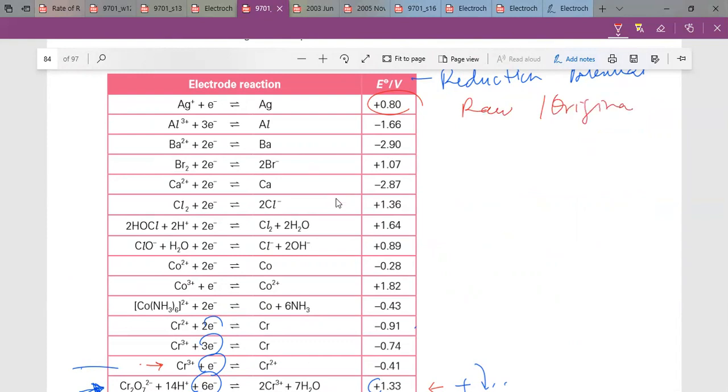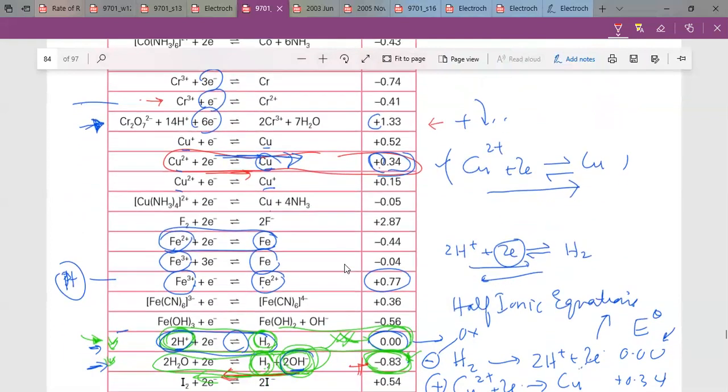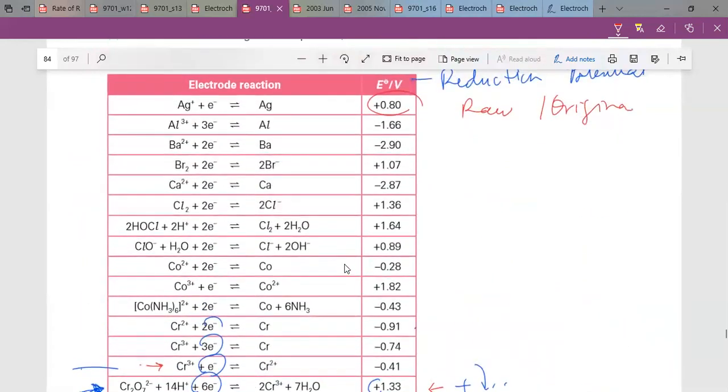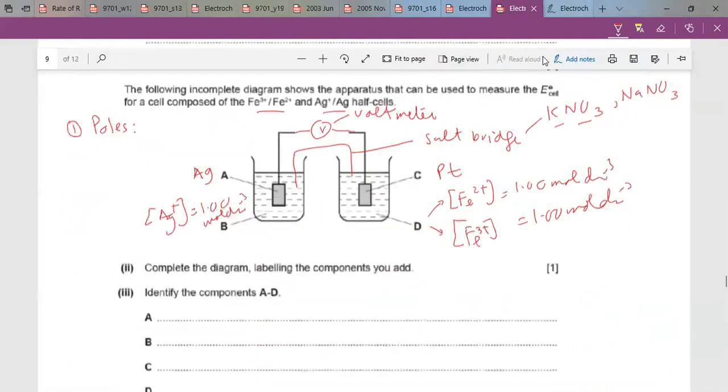So iron is how much? Fe2+ and Fe3+: iron is plus 0.77, and silver is plus 0.8. Of course 0.8 is more positive, so silver is positive, while iron, at 0.77, is just 0.03 less, so it's negative. After that, decide the direction of electrons. From the negative pole, the source of electrons, they move across.